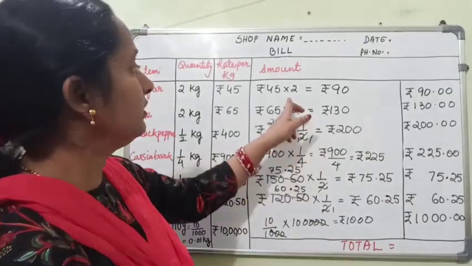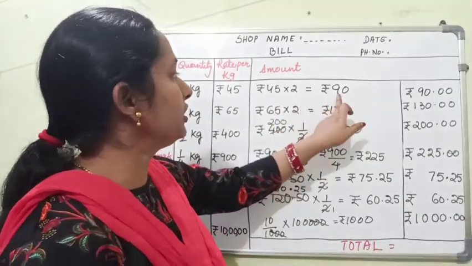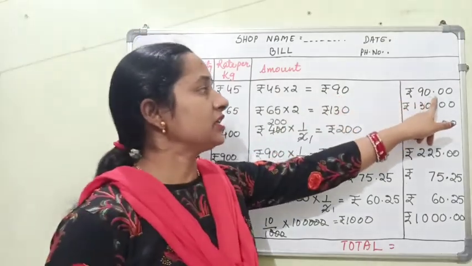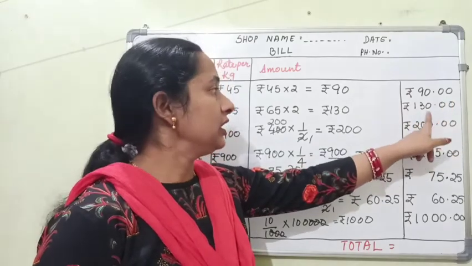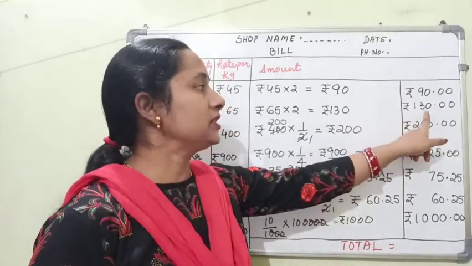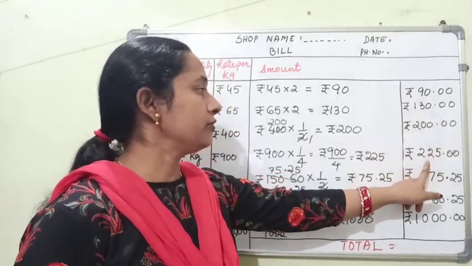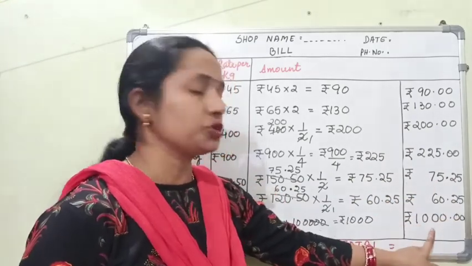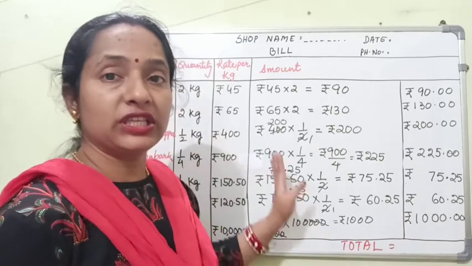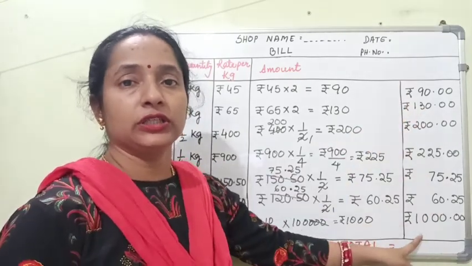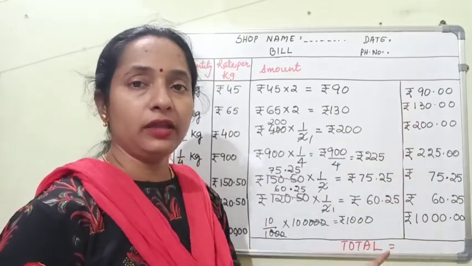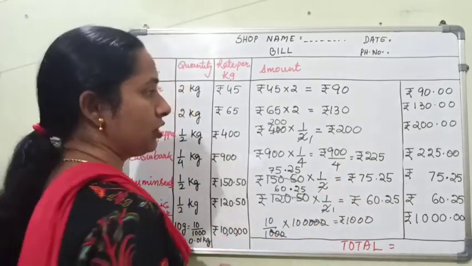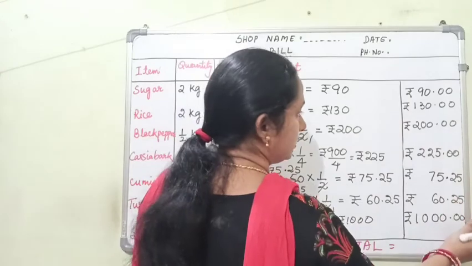Okay. Now you have to find the total amount. So here is the bill amount, like we got here 90 rupees for sugar. So that can be written as 90 rupees 0 paise. Here 130 rupees, 200 rupees, 225 rupees, 75 rupees 25 paise, 60 rupees 25 paise and 1000 rupees we have got. So these are the amount of the different items purchased by Mrs. Ghosh. Now you have to find the total of this amount. So how will you find? First let us add the paise part.